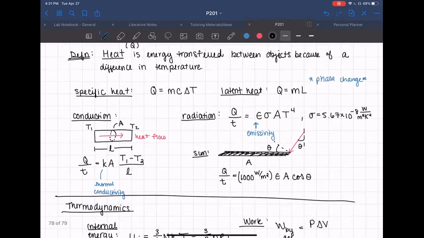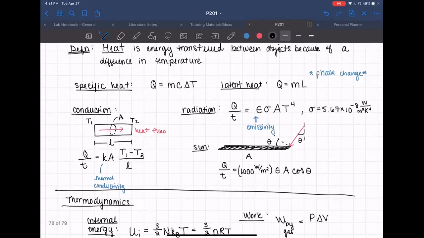And then on the left-hand side, conduction, I did draw a diagram for that equation just because they list those temperatures as T1 and T2, but T1 should be the higher of the two temperatures. So heat's going to flow from the hotter side to the lower side, and I drew that capital A is the cross-sectional area. The L in that equation is going to be the length, and then this is going to be the heat transferred per time.